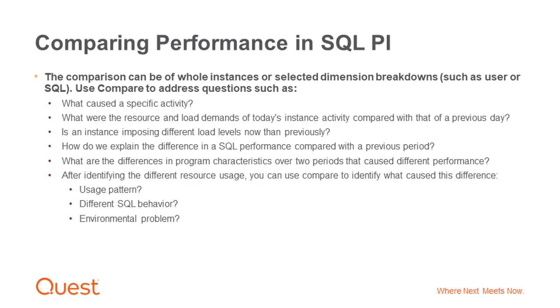How do we explain differences in SQL performance compared with the previous period? What are the differences in program characteristics over two periods that cause different performance? After identifying the different resource usage, you can use compare to identify what caused this difference. Is it usage pattern, different SQL behavior, or an environmental problem?